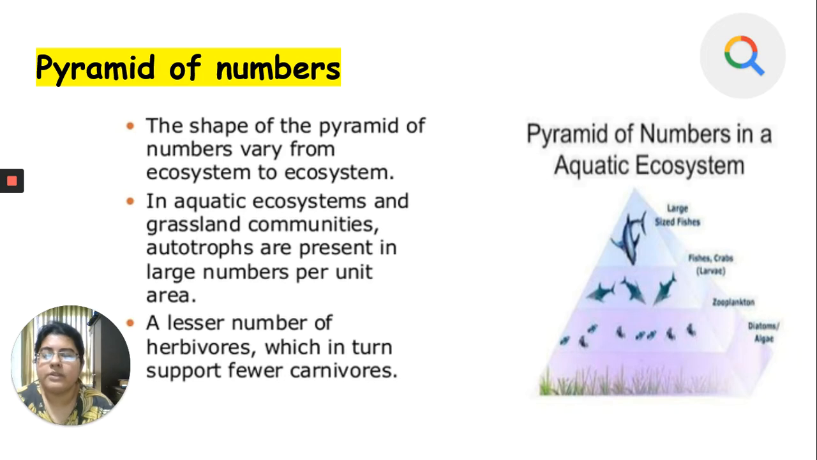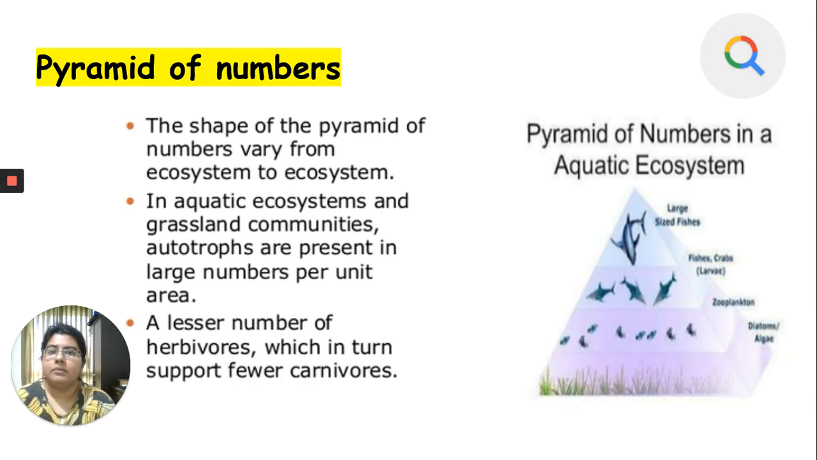In aquatic ecosystems and grassland communities, autotrophs, meaning the plants, are present. Auto means self, troph means feed. They make their own food. So autotrophs are present in large numbers per unit area. For example, in grasslands, the autotrophs are the grasses. Or in aquatic ecosystems, the autotrophs are aquatic plants like kelps, seaweeds, and other plants which grow at the bottom of the river, pond, or lake.